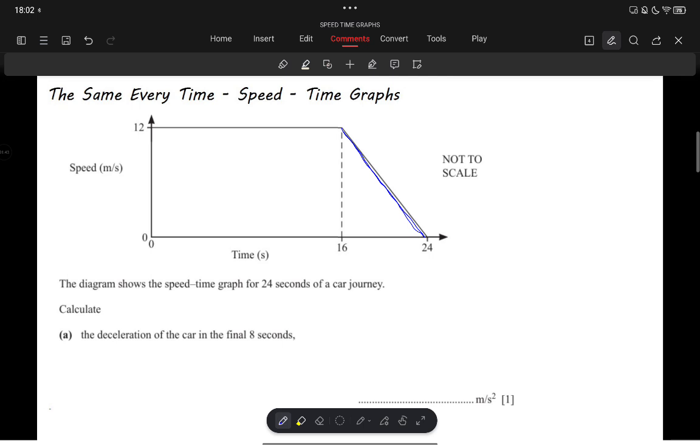So the deceleration would be the gradient, and change in y divide by change in x, rise over run, however you want to look at it. So the change in y, we go from 0 to 12, so 12 that way. 16 to 24, they do tell us in the question, don't they, the final 8 seconds. So the gradient, change in y divide by change in x, or rise over run, 12 divide by 8, and that's 1.5. I'll say it one more time. Deceleration has to be a positive number, even though it is a negative gradient. The answer, deceleration, is a positive number, 1.5.